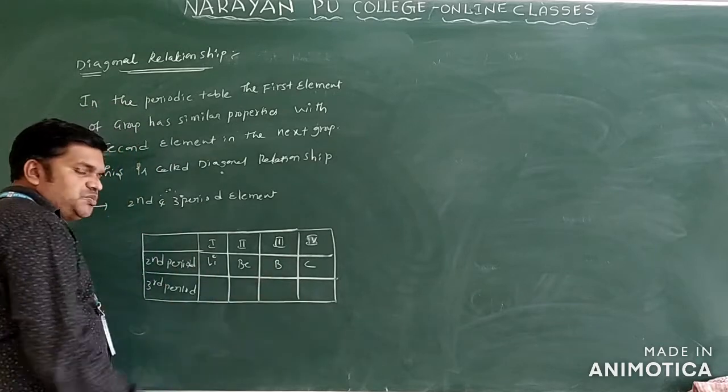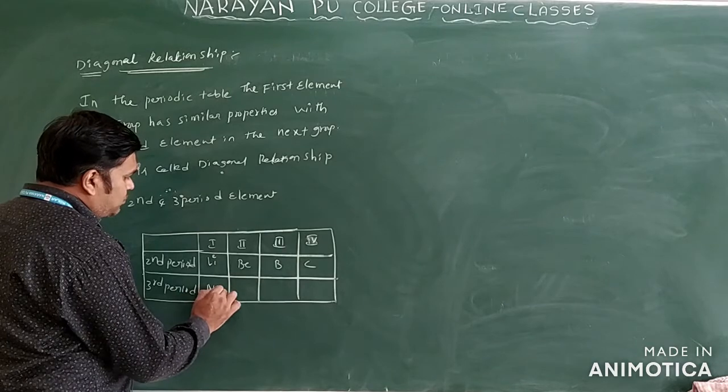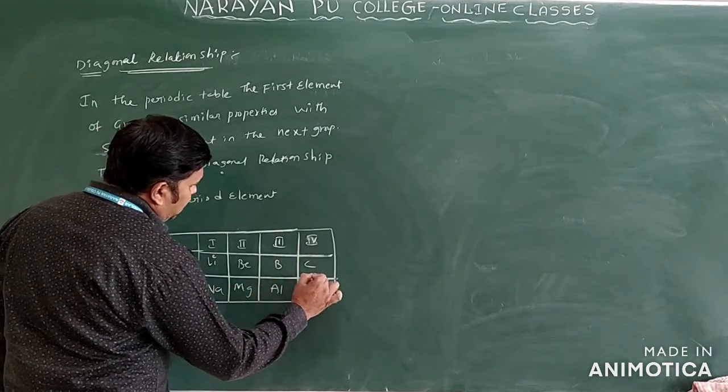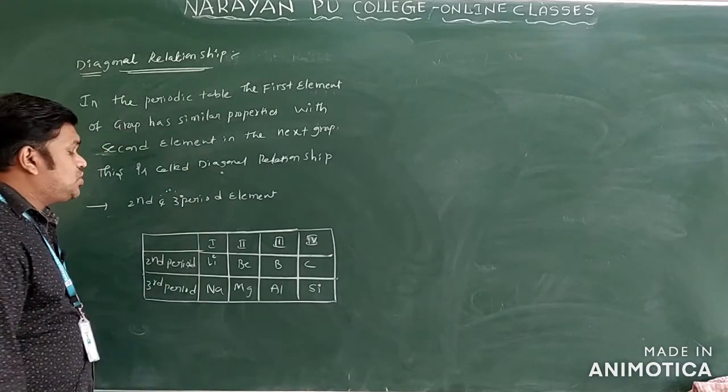These are the second period elements only. Coming to the third period elements, what do we have? Sodium, magnesium, aluminum and silicon only. We are comparing second period and third period elements only. So what is the definition I wrote?